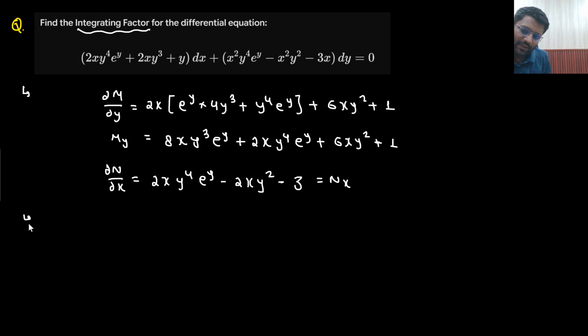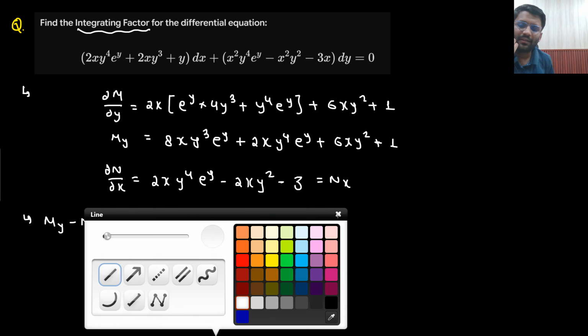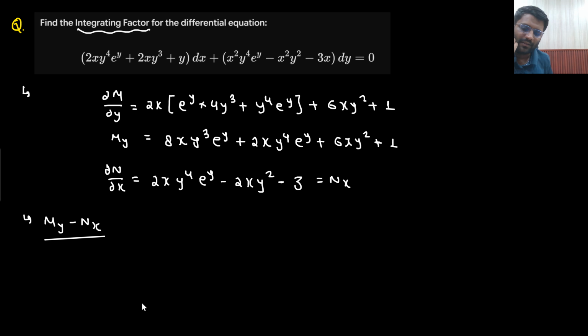So first of all, what you will calculate? The partial differentiation of m with respect to y minus partial differentiation of n with respect to x, divided by n. Is it coming out to be a function of x or not? This is what I need to calculate. So this minus this. What you will see? This thing and this thing will get cancelled out. Then this thing and this thing will become 8xy square. 1 minus 3 will become 4.